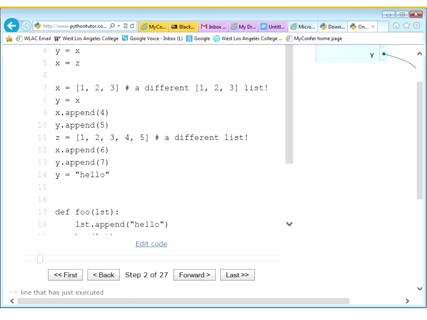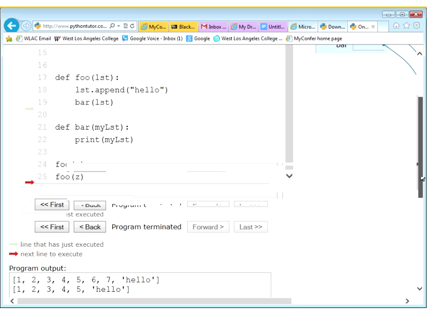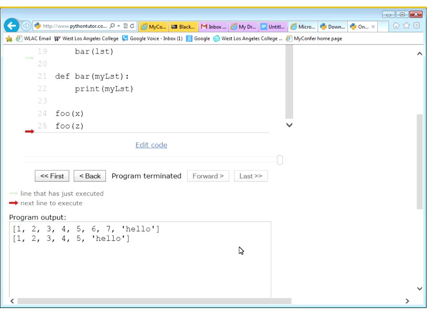Notice that I'm just stepping through the program, so I'm going forward. Here's the next construct. If I want to run the whole program, I just go last, and it will run the whole thing. Down at the bottom you can see there's a section for program output, which shows what's coming out of your program. There are some print statements up there, and they're printing out the list. The first list is 1, 2, 3, 4, 5, 6, 7, and the word hello. The second one is 1, 2, 3, 4, 5, and the word hello. If I want to edit this code, I just go into edit code.